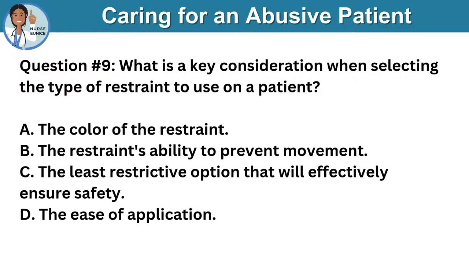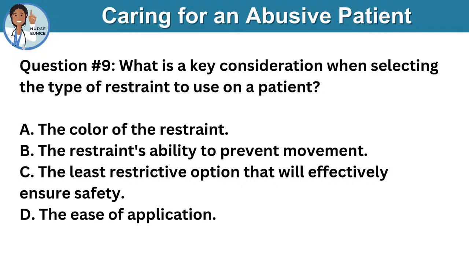Question number 9. What is a key consideration when selecting the type of restraint to use on a patient? A, the color of the restraint. B, the restraint's ability to prevent movement. C, the least restrictive option that will effectively ensure safety. Or D, the ease of application. Yes, the least restrictive. So we can do 2-point, which would be like the upper extremities.